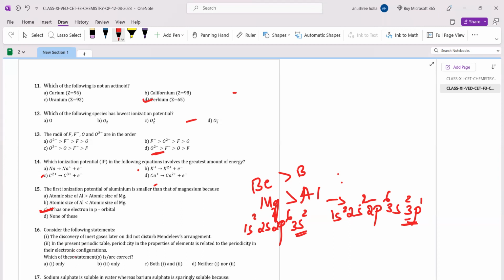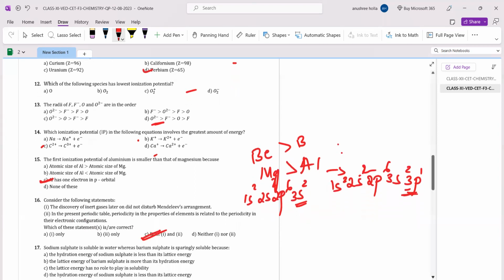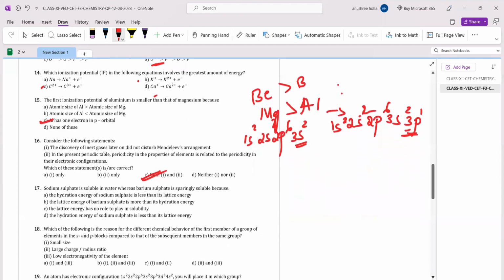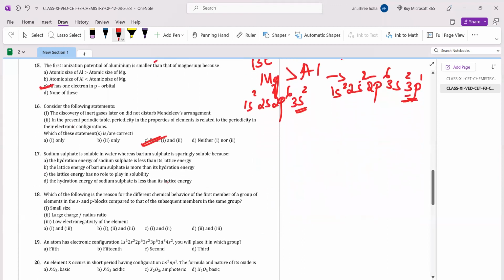So the question is, which of these statements are correct? We can say first and second both are correct, so it's option C. Okay, coming to the 17th question. Sodium sulfate is soluble in water, whereas barium sulfate is sparingly soluble.